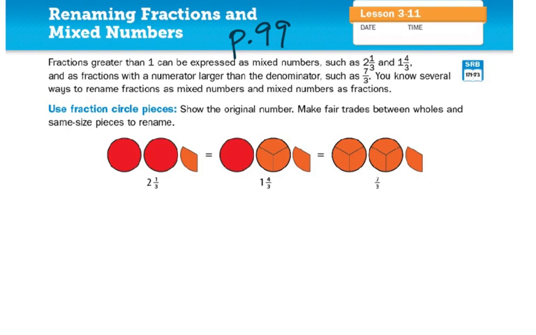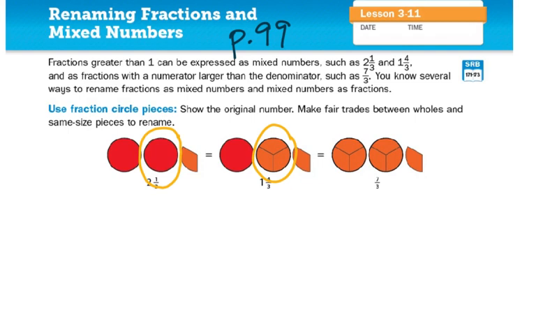You know several ways to rename fractions as mixed numbers and mixed numbers as fractions. So you can use your fraction circle pieces from the back of your math journal, or you can use the e-tools on ConnectEd McGraw-Hill. So it says, show the original number, make fair trades between wholes and same pieces. So in this example here, they are taking 2 1/3, and they replaced 1 whole with 3/3.